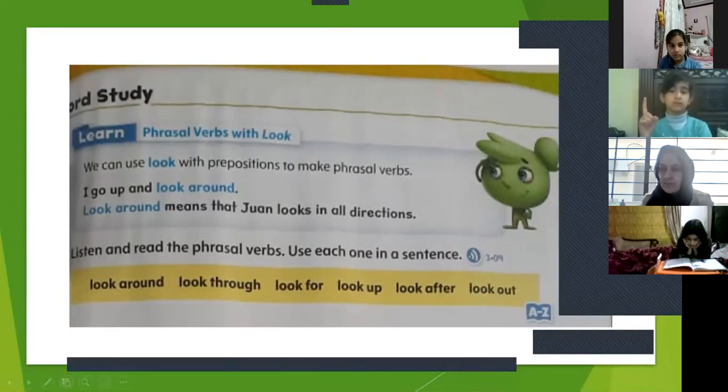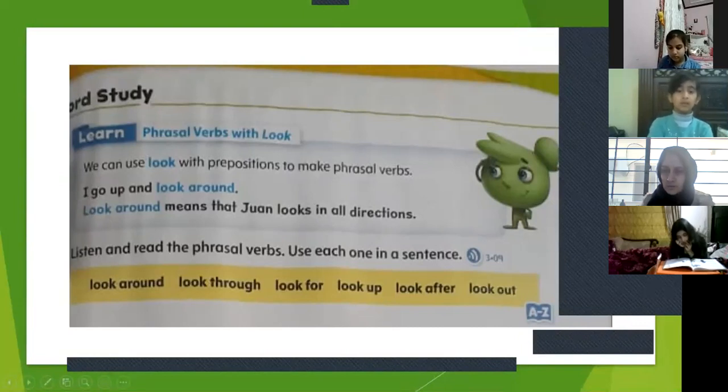Yes, Isa? Ma'am, what is the page number? You're still on that. This is page number 175. I said it twice, thrice.